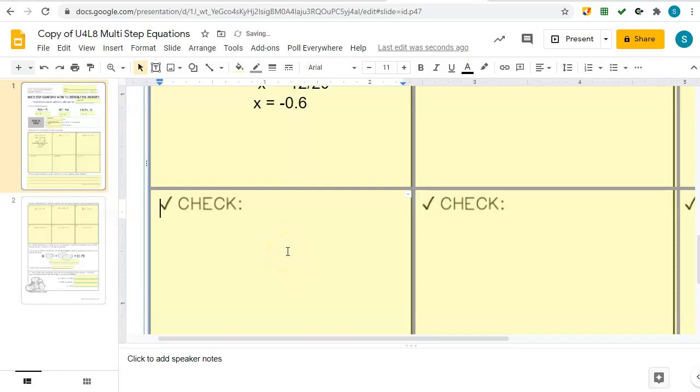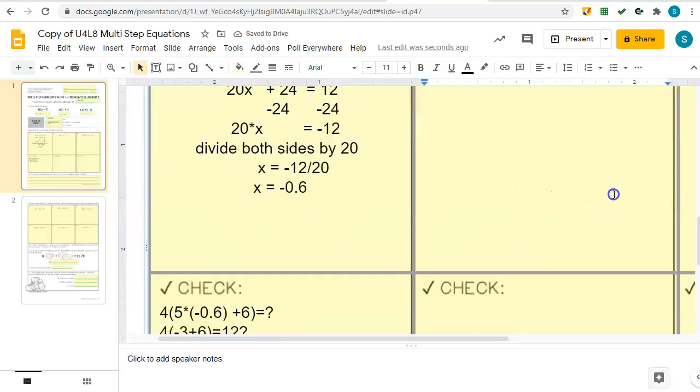Alright, let's do our check. So we're going to take the original problem. So we've got 4 parentheses 5 times negative 0.6, and because that is a negative and I want to draw attention to that, I'm going to put in another set of parentheses, plus 6 equals 12 question mark. Let's do the work. We get 4, that's negative 3 plus 6. And does that equal 12? Yes, because that is 4 times 3, and that does equal 12.